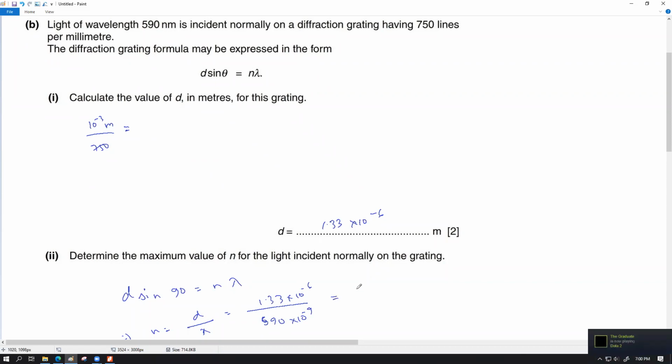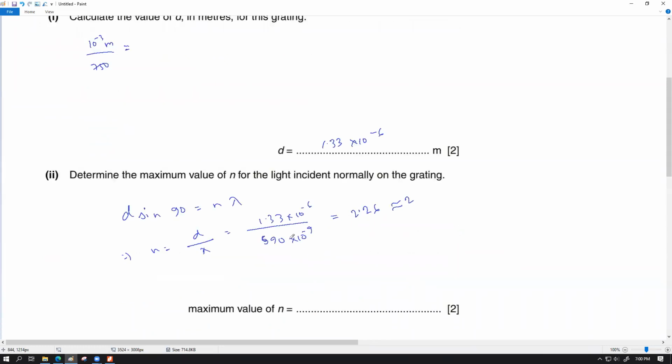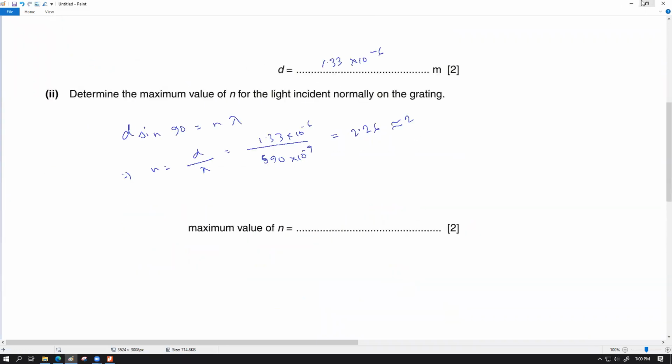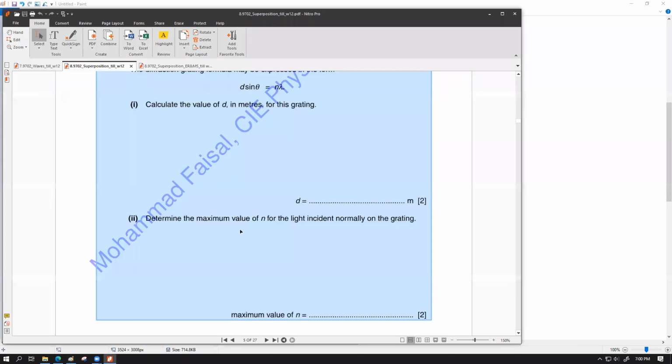So I get over here 2.26, which means 2, because we always have to take the integer number that is available, not mathematical rounding. So this is our n value. So it's actually a very simple problem. You just calculate these two values, you get 4 marks. There is not much challenge for this question.